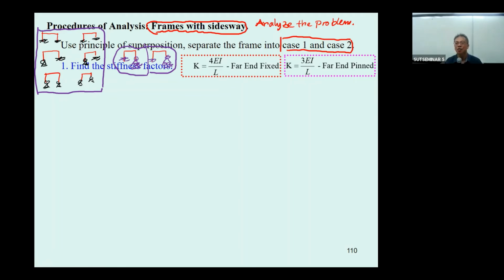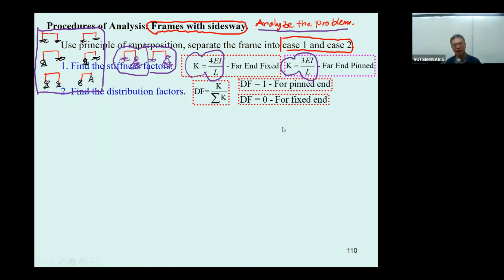When you analyze the problem, based on this, you have to select the member stiffness factor. Generally we use 4EI over L. For the pin end or the roller end, you use 3EI over L. Again, the same as the first case or the second case.